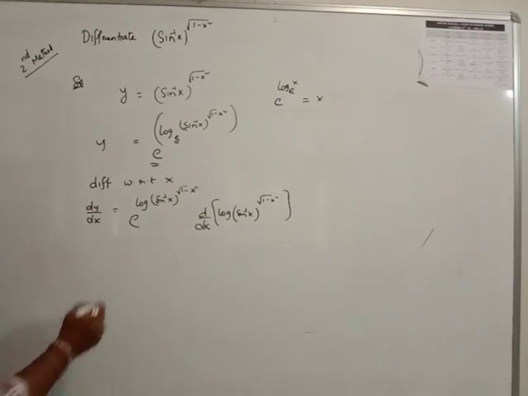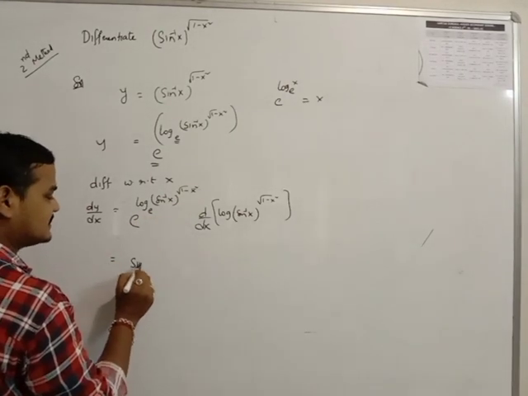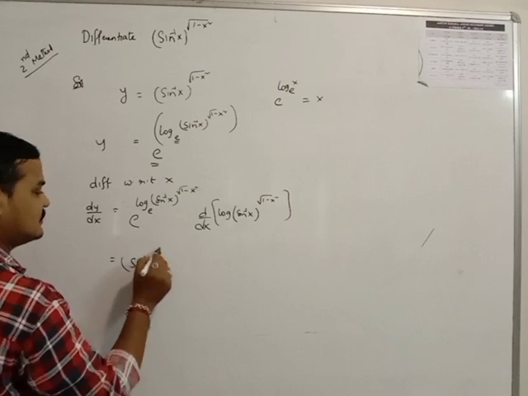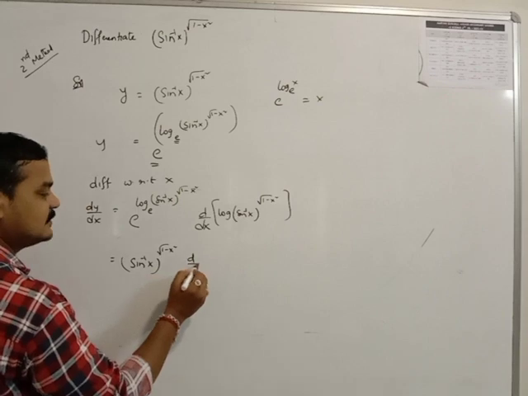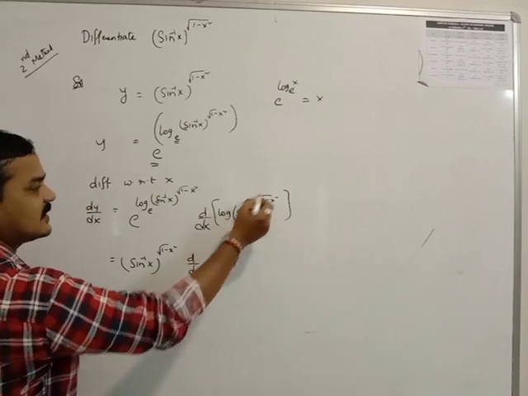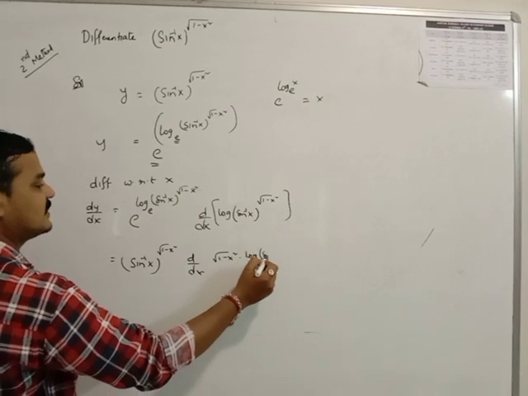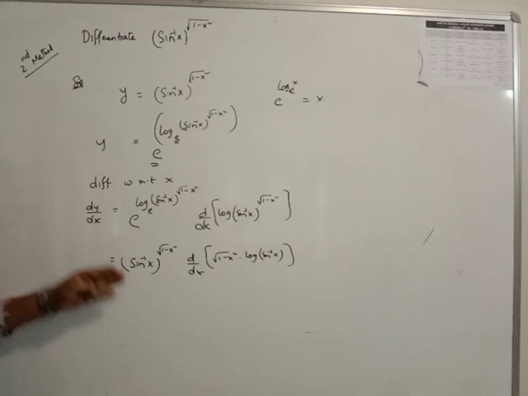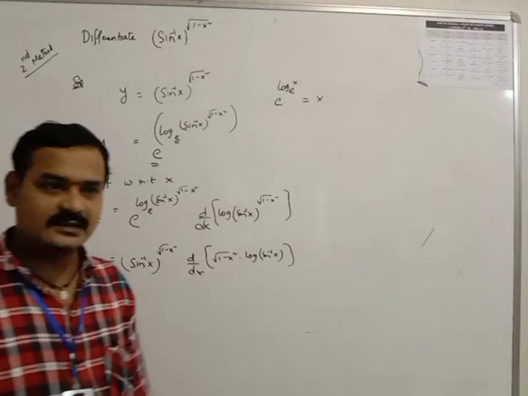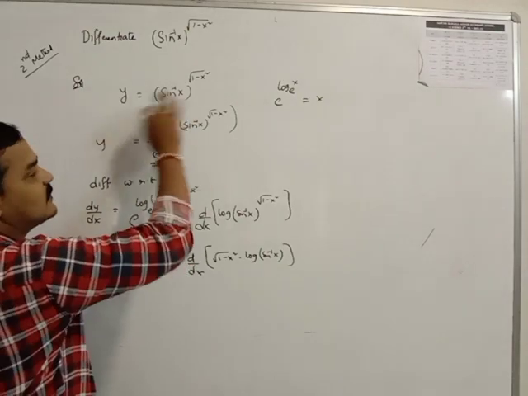Okay, so this can be cancelled. Again it will be (sin inverse of x) whole to the power of root over 1 minus x square into d by dx of, using another formula, log a to the power, which means root over 1 minus x square into log of sin inverse of x. This way also somebody is doing it, the same process as you did before. It can be a second method, taken without taking the log.